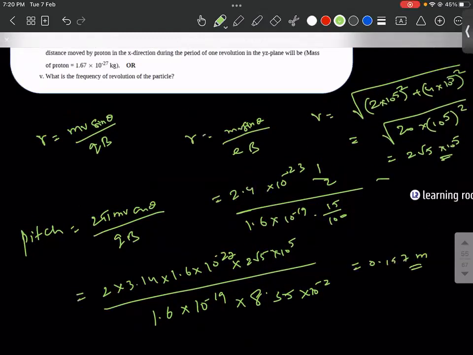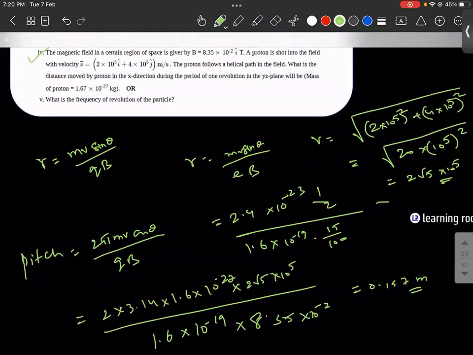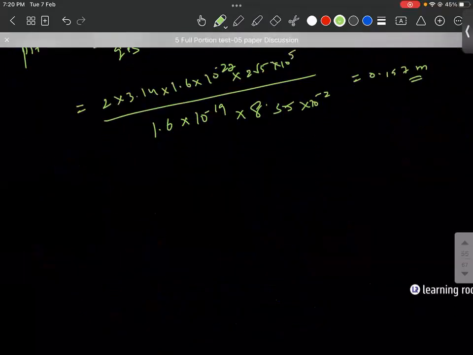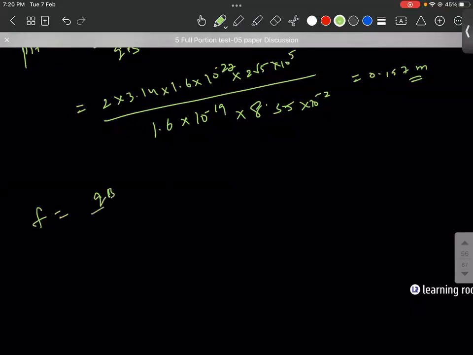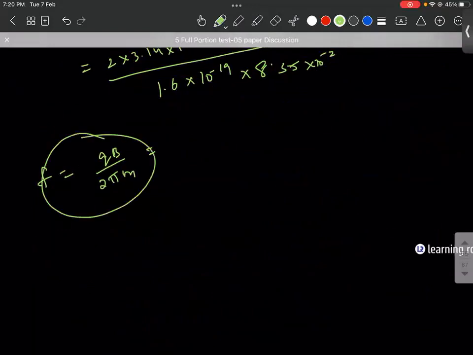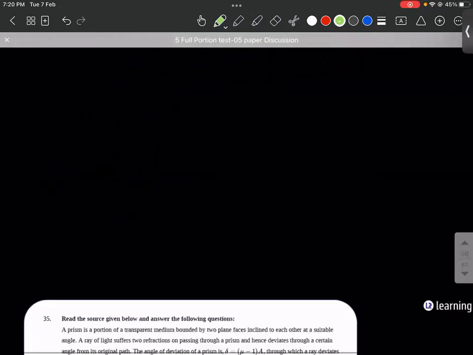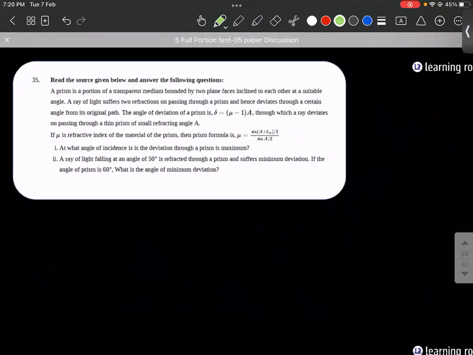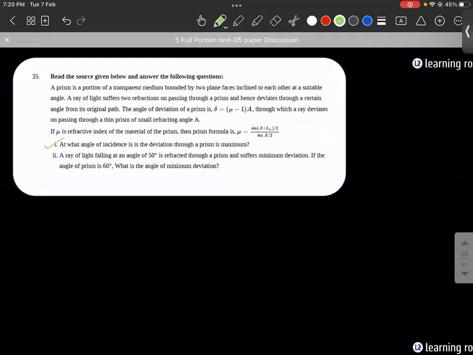See, this problem by mistake came with too many calculations. You will not get such tough ones. Don't worry. So what is the frequency of revolution? Frequency is how much? qB divided by 2 pi m. What is the frequency of revolution of the particle? qB divided by 2 pi m. That's it. Right. Next.